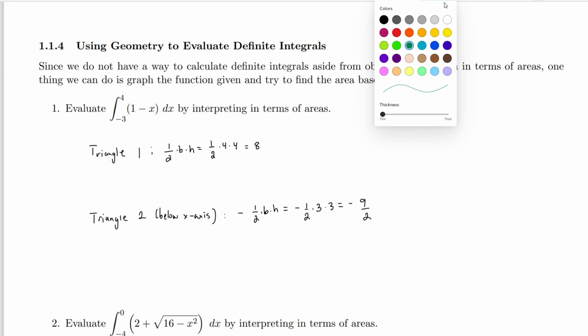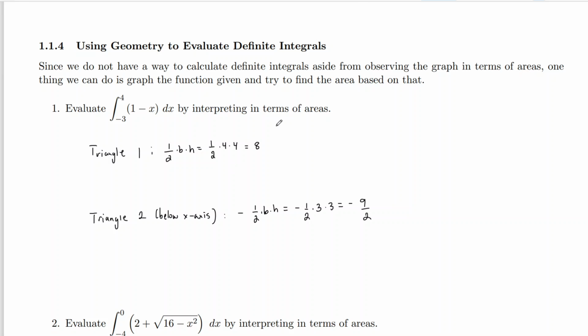Now, based on the properties above, and really what we did in the very first problem, we should add these two together. So the answer, our total integral here from -3 to 4, is the area of these two triangles added together. Taking account of the negative there, we have 8 plus -9 over 2. And if we multiply the 8 by 2 over 2 to get a common denominator, this is 16 minus 9, which is 7 over 2.